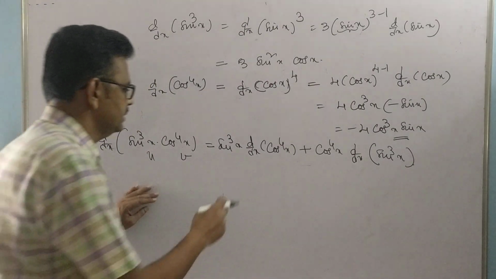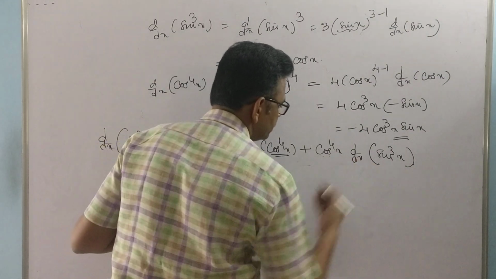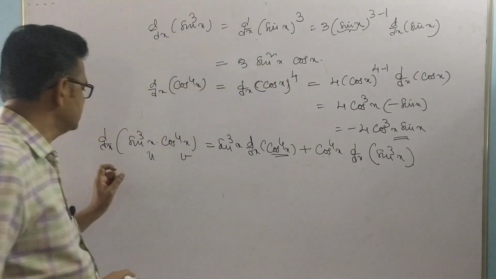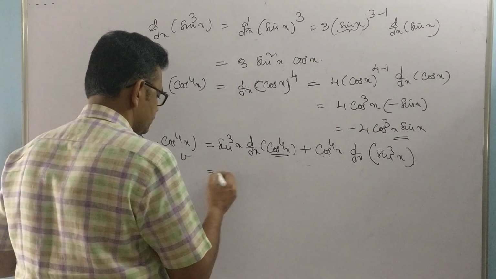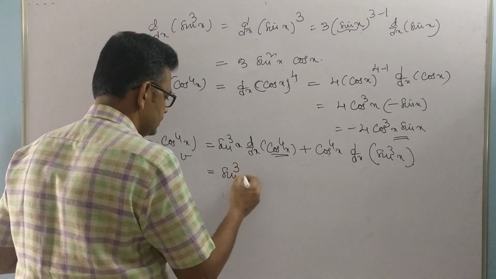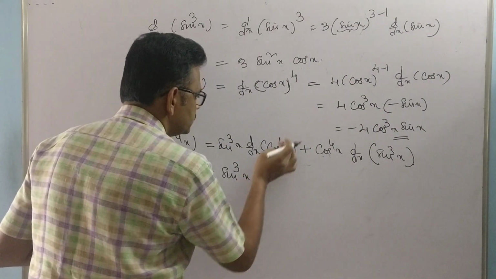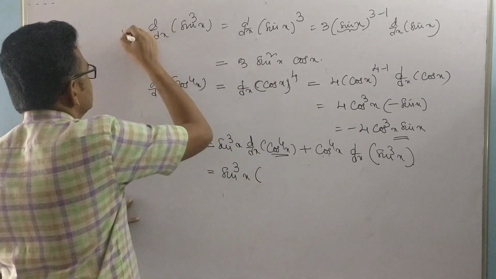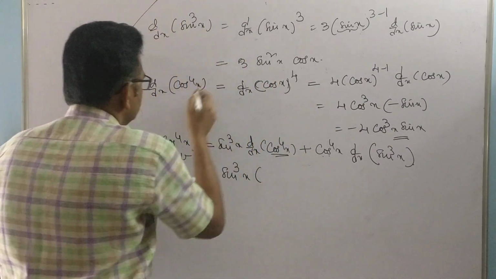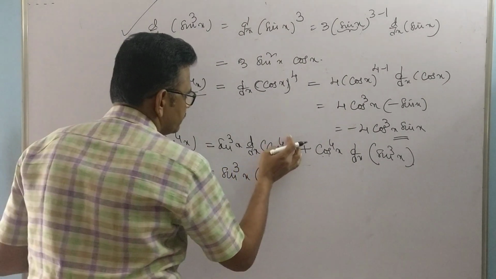Okay, first function into derivative of second function, plus second function into derivative of first function. So this is the derivative of uv. This is equal to sin cube x into derivative of, this is what? x to the power of n form. So see here, I take this sin cube x derivative, cos power 4x derivative. So x to the power of n.